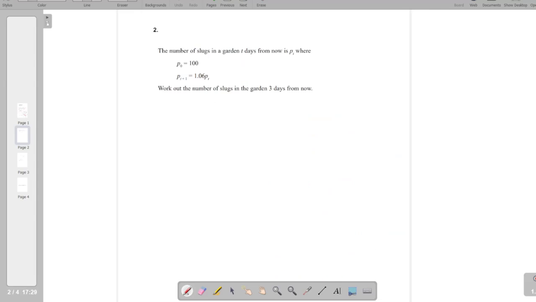Question 2. The number of slugs in a garden t days from now is Pt, where P0 is 100. Pt plus 1 is 1.06 times Pt. Work out the number of slugs in the garden 3 days from now. So P1, first day, would be 1.06 times P0. That will be 1.06 times 100. That will be 106.